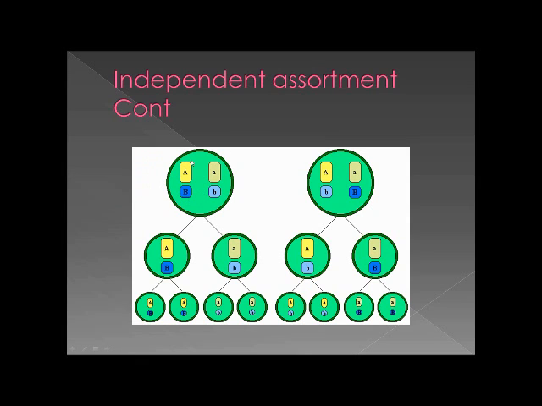Okay, independent assortment. This right here is showing the chromosomes. This is showing the cells before meiosis. In meiosis, as you know, there are 2 steps of division. What happens is that these alleles move to different sides based upon the chromosome, and you end up with different gametes with different alleles.